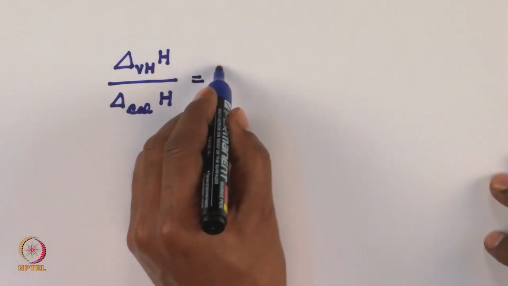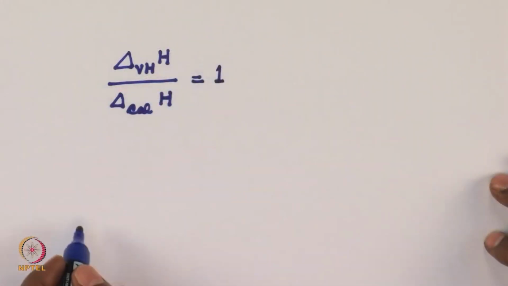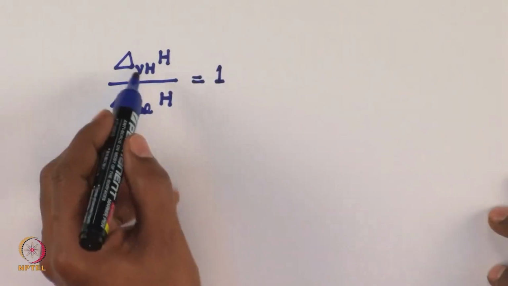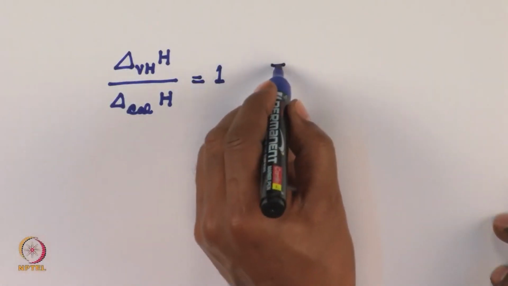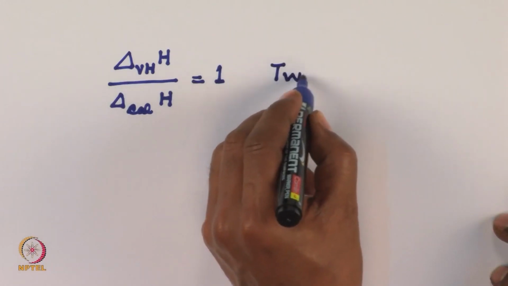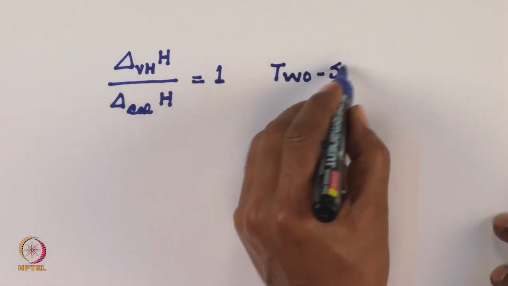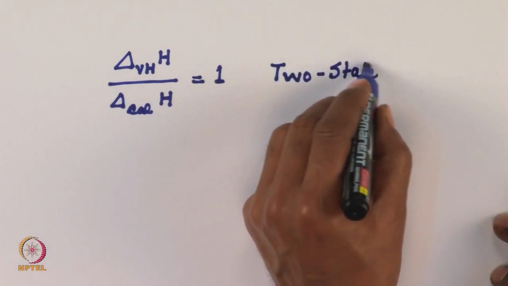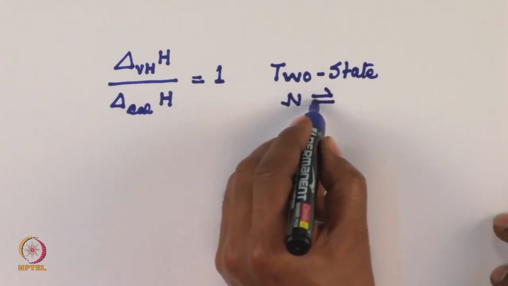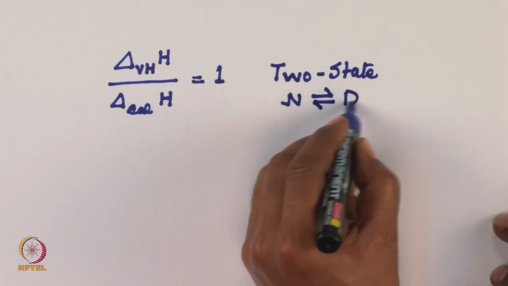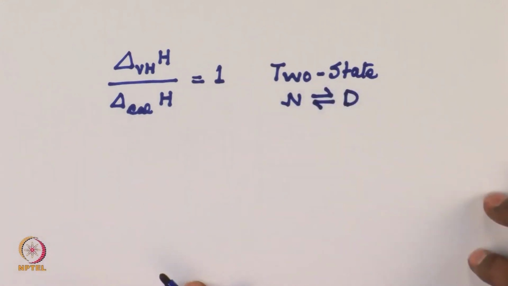Suppose this is equal to 1. We have earlier discussed that if Van 't Hoff enthalpy is equal to calorimetric enthalpy, then the unfolding process is two state. Two state means either the native state is significantly populated or the denatured state is significantly populated.